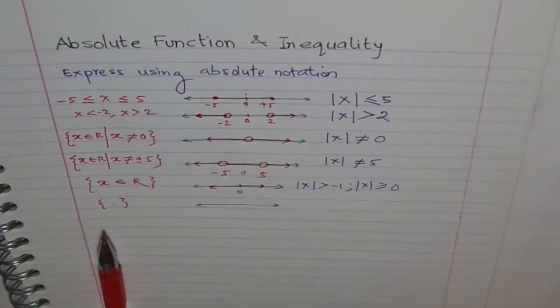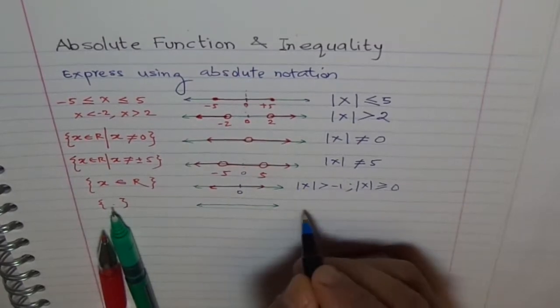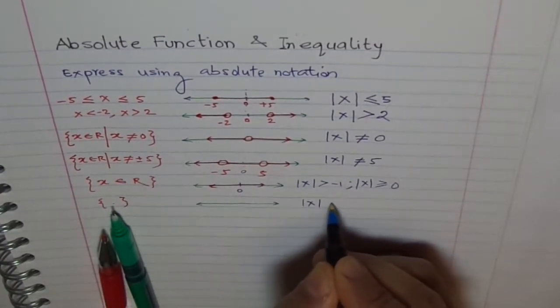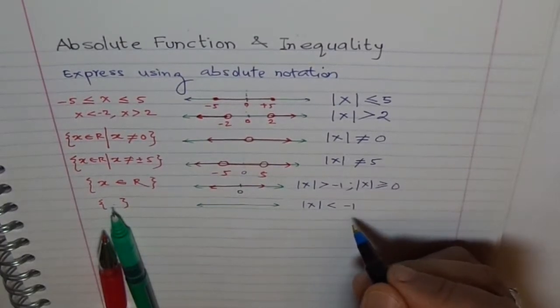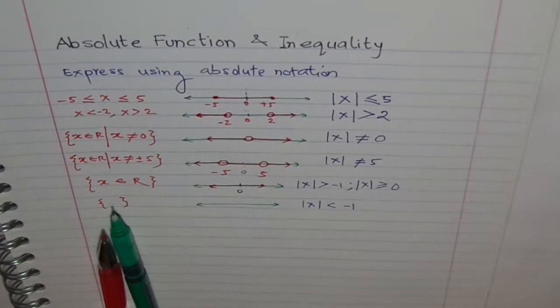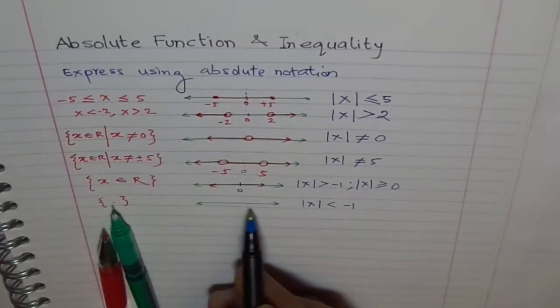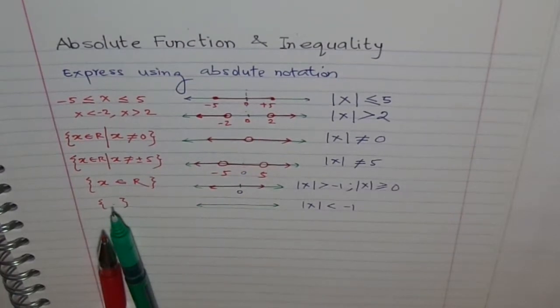Then how will you write this? Can you tell me? How about this? Absolute x less than minus 1. It can't be less than minus 1, so nothing. It is not true for any real number. And therefore, there is not even a single point on our line which will satisfy this particular condition.